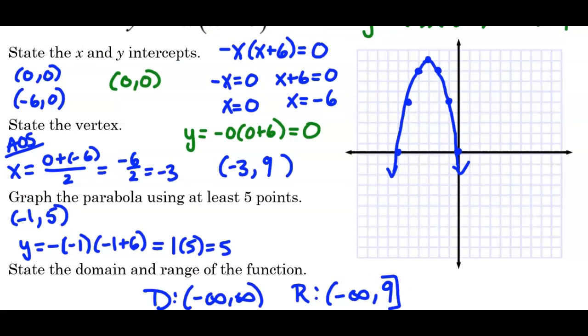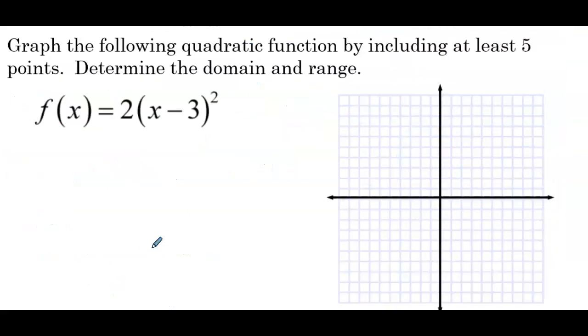So again, they laid out the steps nicely for us, right? State the x and y intercepts, followed by the vertex, and then find at least 5 points if we don't have that already to graph our parabolic curve. Now, we're not always going to have these steps laid out for us, so we have to get comfortable finding this information if we're just given the function, which is exactly what we're going to get in the next example. So f of x equals 2 times the quantity x minus 3 squared. Graph the following quadratic function by including at least 5 points and determine the domain and range.